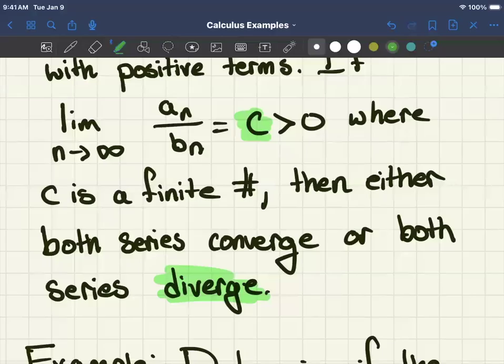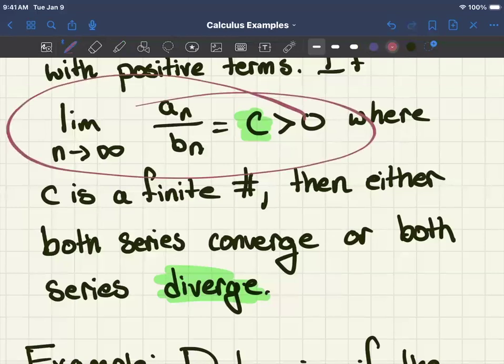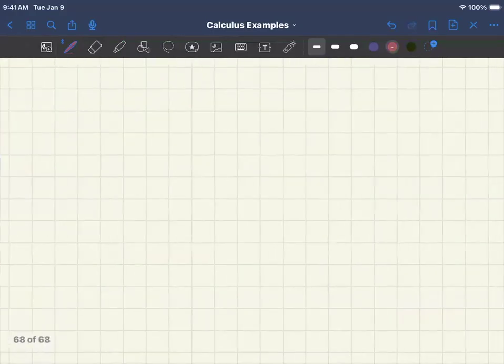So if we can get this limit of a_n over b_n to be equal to some number bigger than 0, we know that we have our answer, and the series that we are looking at will diverge. All right, so let's actually put this into action.